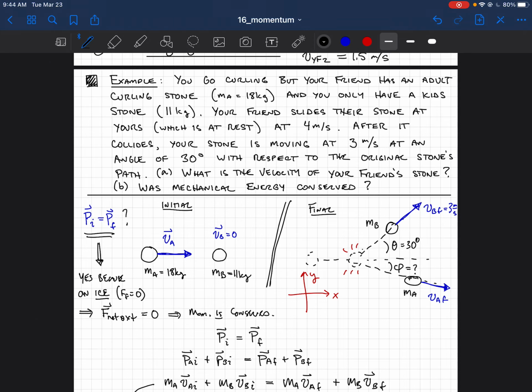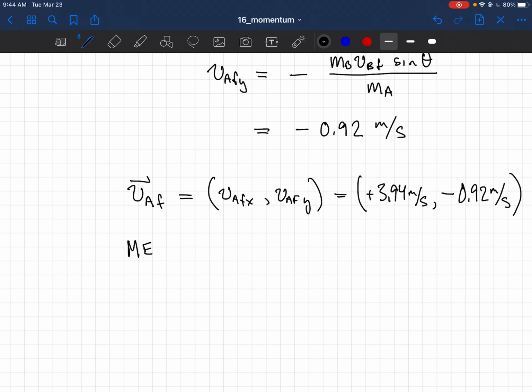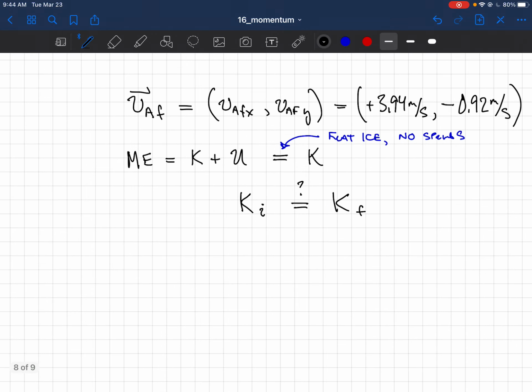The second question is, was mechanical energy conserved? So mechanical energy is equal to kinetic plus potential, but in this case it's just equal to kinetic because flat ice and no springs. So in this case, conservation of mechanical energy just means kinetic energy initial equals kinetic energy final. So let's see if this is true.